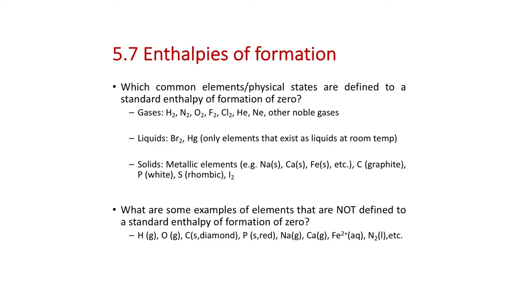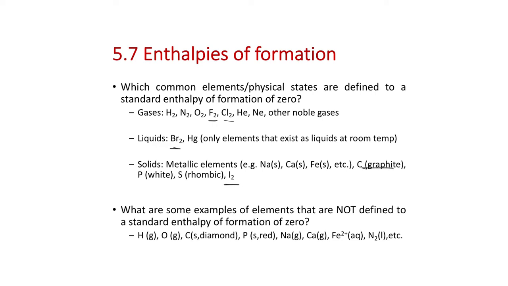We mentioned this before, there are two liquid elements, bromine and mercury. Bromine, Br2, is its form. The halogens are all diatomic molecules like F2, Cl2, Br2, I2, but only F2 and Cl2 are gases at room temperature. Bromine is a liquid, and I2 is a solid. Most of the other elements are solids, like the metallic elements other than mercury. So sodium, calcium, iron, et cetera, would exist with a standard enthalpy of formation of 0 in their solid forms.